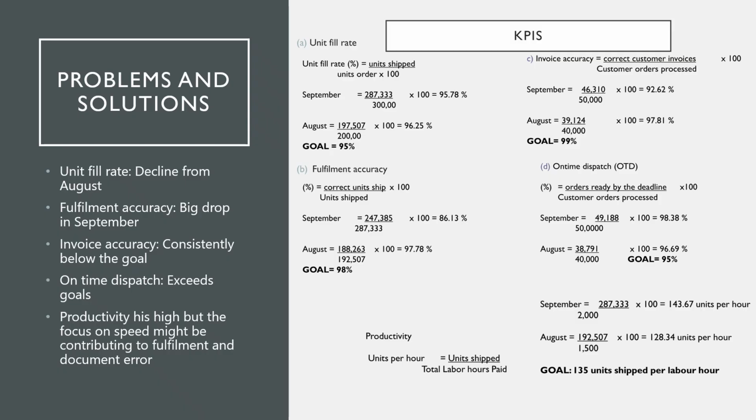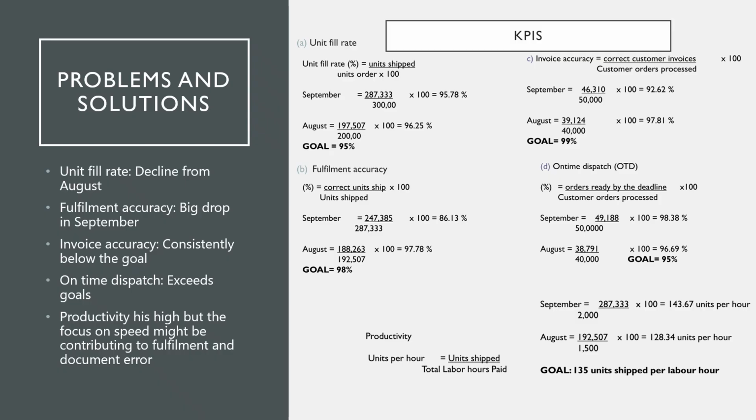The third area of concern is invoice and document accuracy, which has consistently been below the company's target. Even though this might sound like a small administrative issue, it can create serious knock-on effects. For example, incorrect invoices can delay payments, create confusion for customers, and slow down financial reporting. Over time, recurring errors can also damage the company's professional image. On the other hand, there is a bright spot: on-time dispatch is exceeding expectations. This shows that TVG's system and staff are highly capable of getting shipments out quickly.